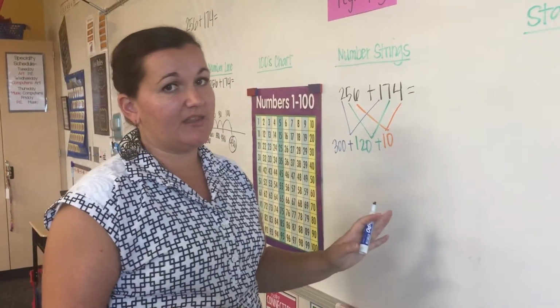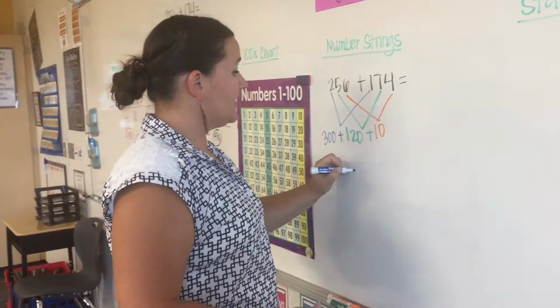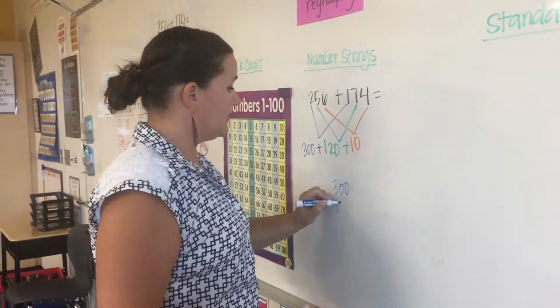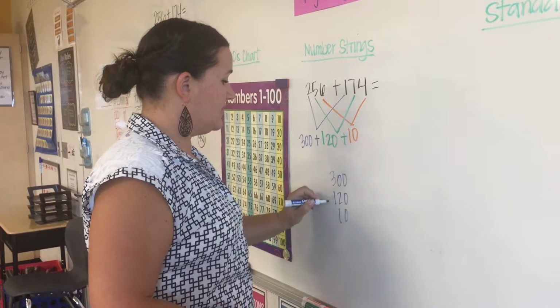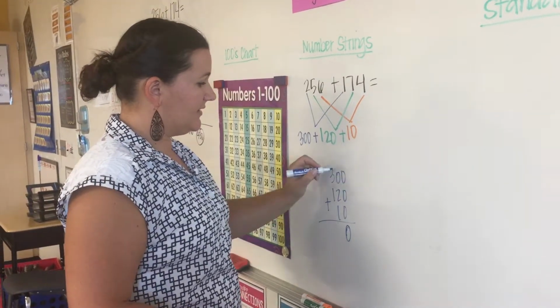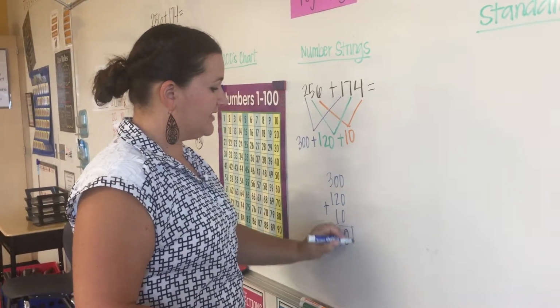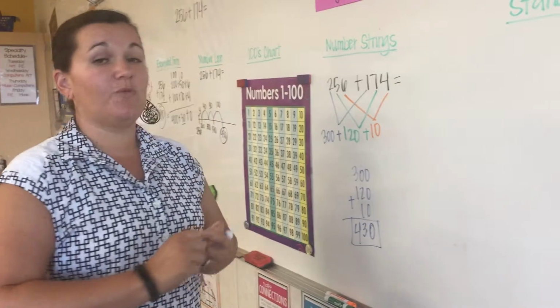I like to just rewrite things neatly so I can make sure I'm adding the right columns. So I'm just going to rewrite that 300 plus 120 plus 10. Line them up so I can see my ones, that's 0. See my tens, it's going to be 30. See my hundreds, I still get the sum of 430.